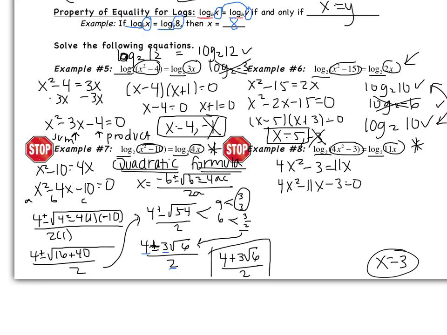I already gave you the quadratic formula over here. So no excuses when you come to class tomorrow. You better make sure you have examples 4 and 8 completed. I gave you answers, but you need to show the work. If you have any questions, please bring them to class tomorrow.